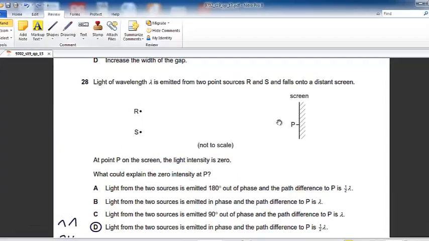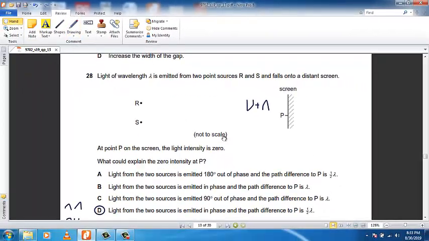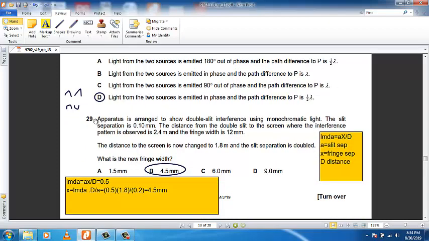That means that over here we have an up wave plus a down wave, so they cancel out, and they are equal in amplitudes. So in this case, light from the two sources is emitted in phase, and the path difference is lambda by 2. So lambda by 2 says that it was a destructive interference. So D is that.